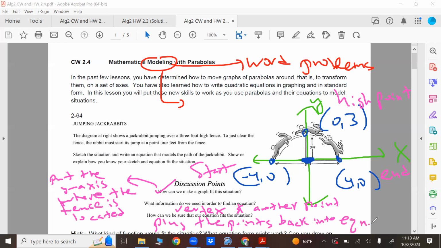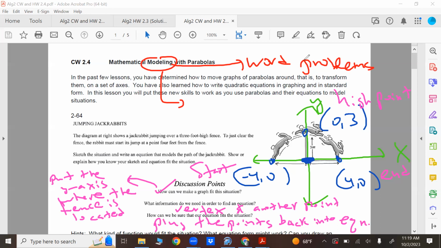So let's actually come up with the equation. We're going to do that in just a second. I'll give you guys a chance to copy that stuff down. So again, how do we make a fit situation? Put the y-axis at the fence. What information do we need? The vertex and a point. In this case, I have 2 extra points in addition to the vertex. And how do I know I have the right equation? Plug the points back in, see if it fits. Okay, so we're cool.